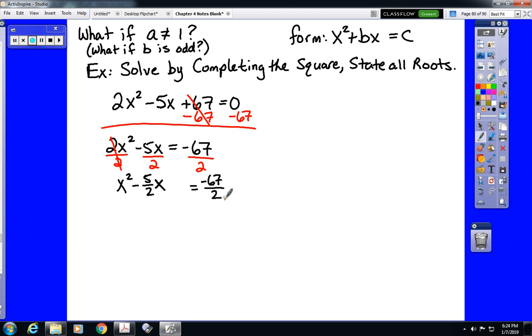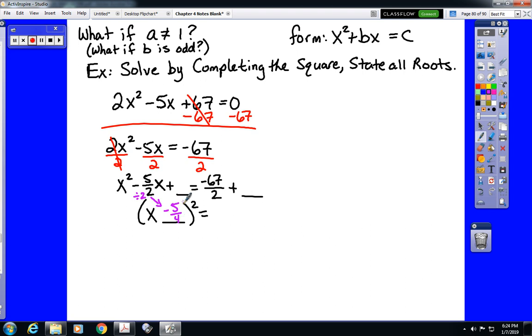So we're looking at x squared minus 5 halves x equals negative 67 over 2. We need to insert our blanks, one on each side and one below. And I shouldn't have put a minus there yet because the sign on that depends on b. This process is still exactly the same. We just have fractions. So we still are going to take our b value, negative 5 halves, and we're going to divide by 2. That would be negative 5 over 4.